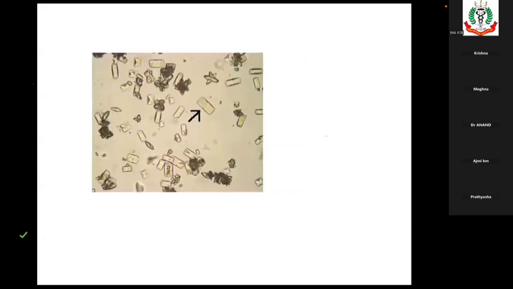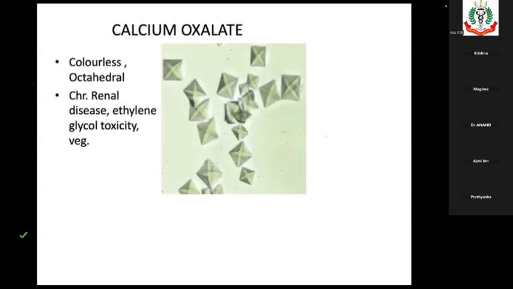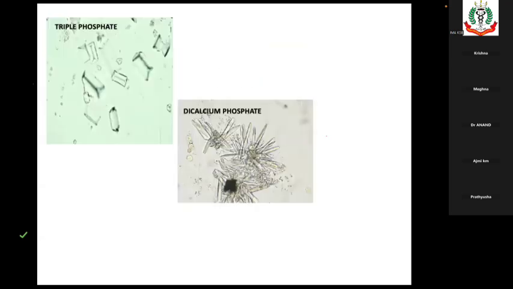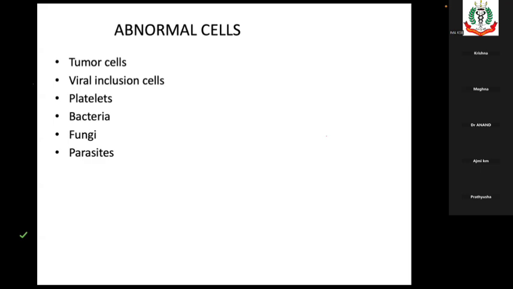Which are the different types of crystals seen in acid urine, alkaline urine? Their shapes like these. All these. Okay.